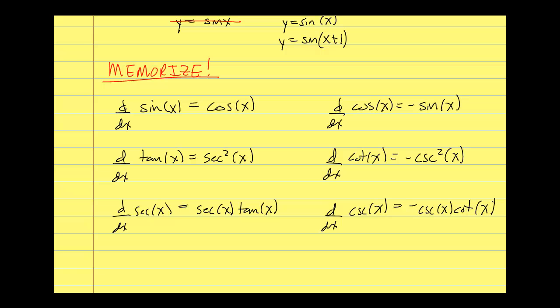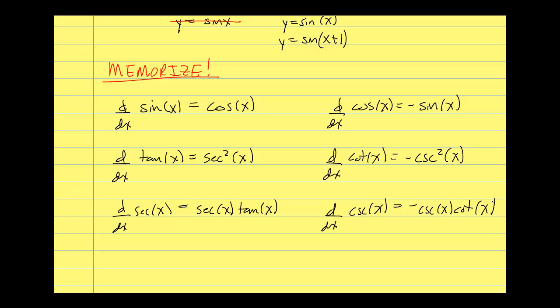Now if you remember your Pythagorean identities from trigonometry, the first one, which I'm sure you'll remember, is sine squared plus cosine squared is 1. So the way I remember my trig derivatives is I remember, okay, sine squared plus cosine squared is 1. Sines and cosines go together.